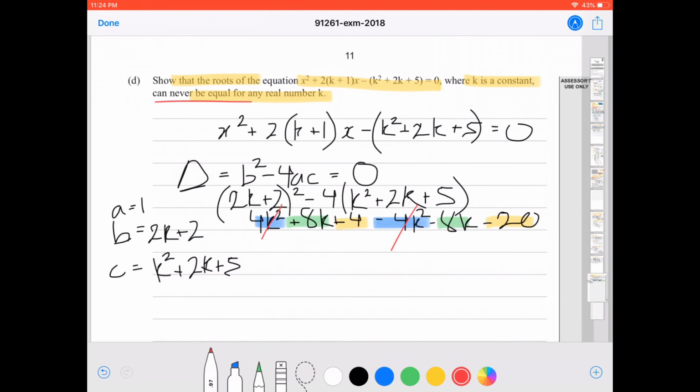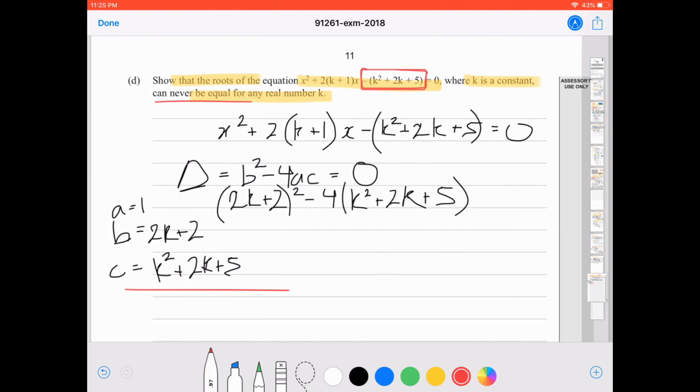Okay, so we've got to think about the negative sign in here. In our original equation, this is negative, so we have to include the operation when we're talking about a, b, and c. Let's rub all this out and give it another go. Our c value is negative all of this, negative inside the brackets. So inside the brackets, it's going to be negative k squared minus 2k minus 5.